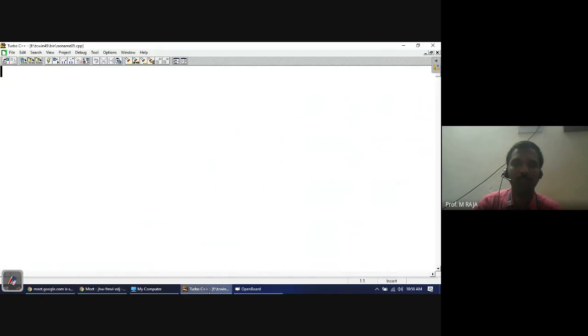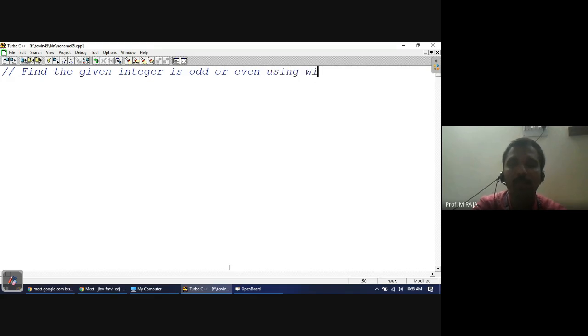Okay, let us solve problems in this session. First one, please take it. Find whether the given integer is odd or even using a switch statement.